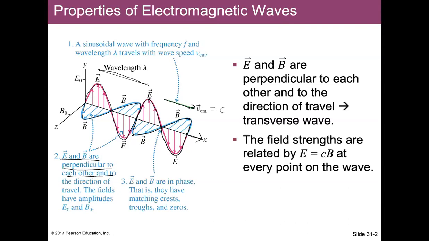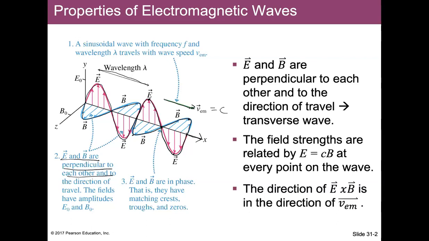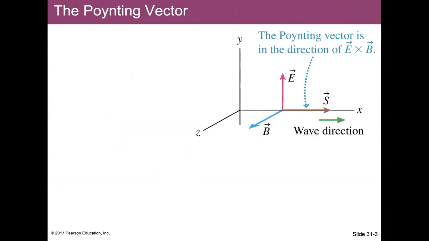And the other thing we see is that the field strengths are related by E equals cB at every point on the wave. So that works even when E is zero, B is zero. And the direction of E cross B is in the direction of v_EM. So the direction that the wave is traveling is in the direction of E cross B. So what we can define here is what's called the Poynting vector, and it is in the direction of E cross B, so it is in the wave direction.